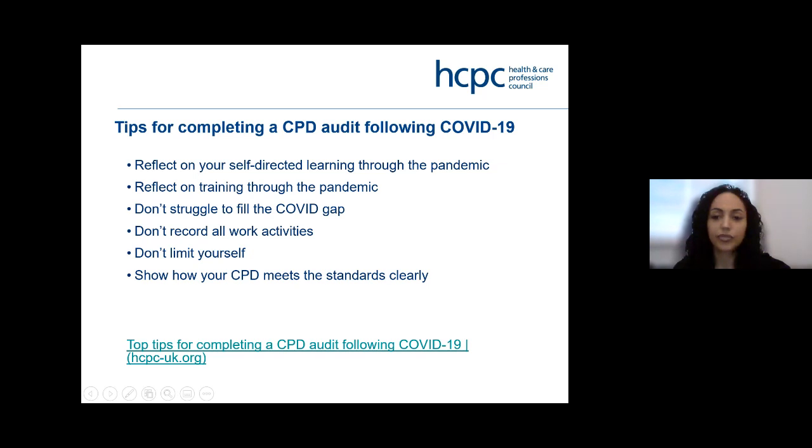Is that okay? The question is basically: if someone's registered with another health council as well as the HCPC in another country, and they're being audited with this other health council, can they provide a letter stating compliance here even if they have not been audited by the HCPC in the UK? So just to clarify, they're asking whether we can provide a letter for them.